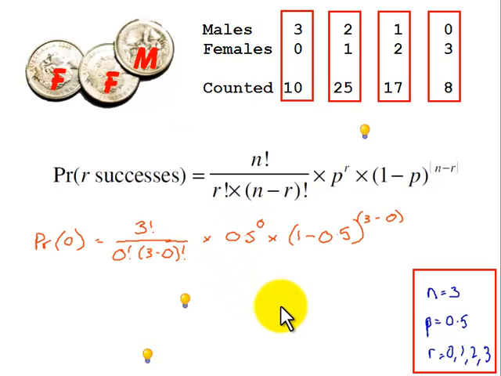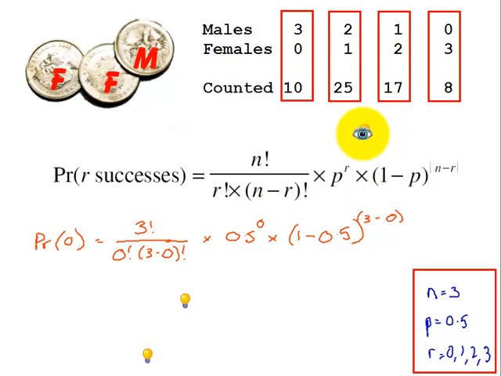So substituting values in here, I get the probability of 0 females is equal to 3 factorial divided by 0 factorial times (3 minus 0) factorial, so that's 3 factorial, times 0.5 to the power of 0 times (1 minus 0.5) to the power of 3 minus 0. Okay, factorial. What is factorial?